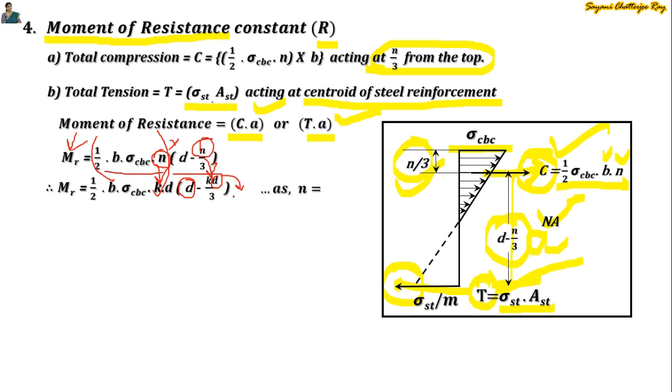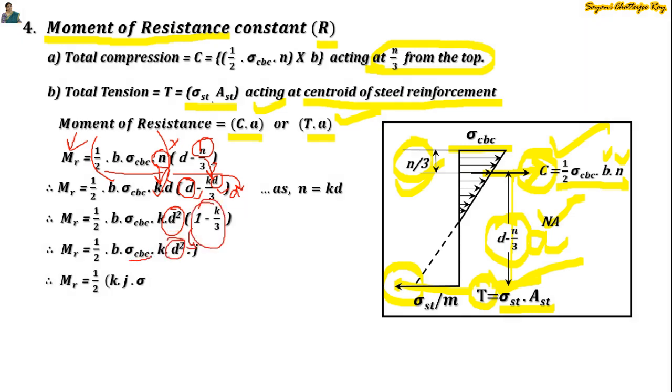So the equation will now look like MR equals to half into b into sigma cbc into kd square, as we have taken this d outside. So this d multiplied by this d has become d square into 1 minus k by 3. Now we will take sigma cbc, k and j inside one bracket. So our equation will now look like MR equals to half into k into j into sigma cbc, and we have separately taken bd square, multiplied by bd square.